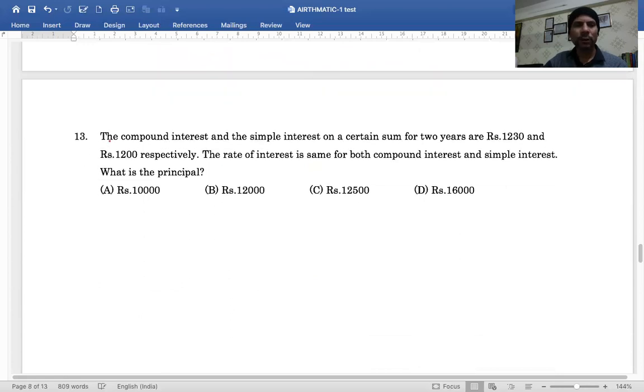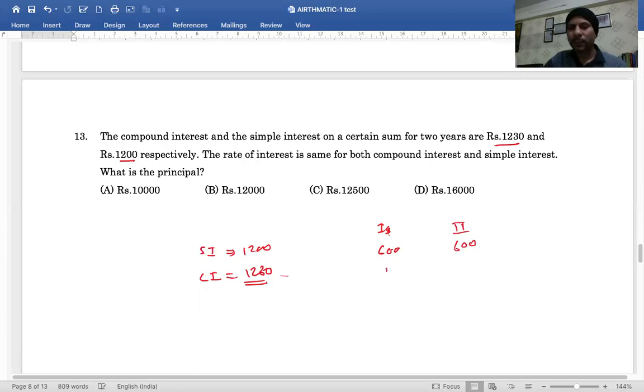Let's see one more question. The compound interest and simple interest of a certain sum for 2 years are 1230 and 1200. So SI is 1200 and the CI is 1230. We know that SI is the same for each year. So simple interest for the first year should be 600 and for the second year should also be 600.